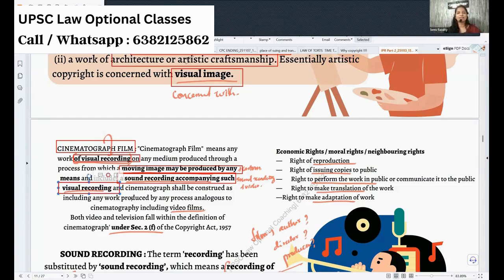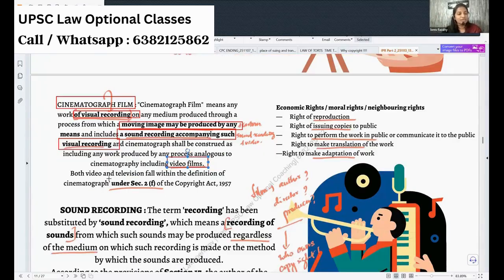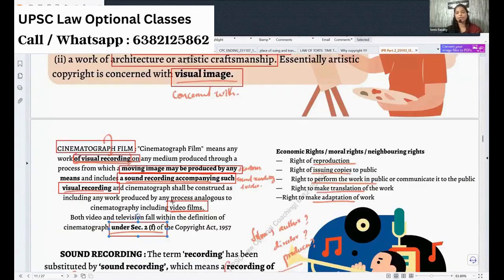Okay, so it can be a mere visual recording or a sound and a visual recording, anything that is called a cinematography film, and it also will have copyrights. Of course, video films are protected and it falls under the definition of 2F. What is the 2F definition? It is cinematographic film. Okay.